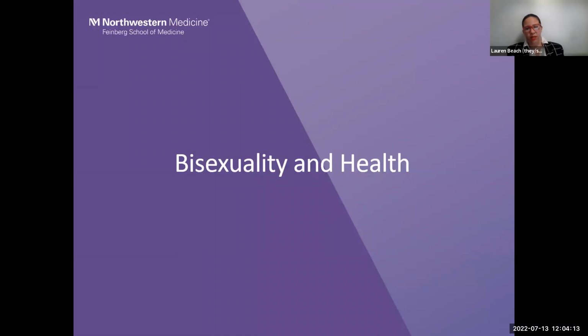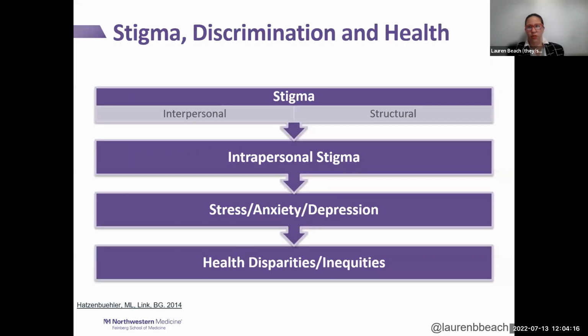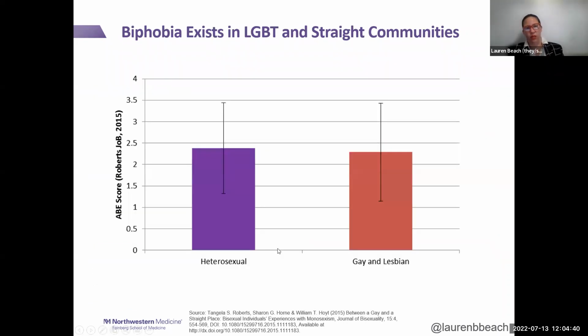So what are some of the things that have been found with regard to the health of bisexual and asexual populations? So here is a summary that was taken. This is adapted by a conceptual model of the minority stress model by Mark Hatzenbuehler. What you can see here is that stigma is feeding into stress, anxiety, depression, poor mental health, which then feeds into health disparities and inequities, not just for mental health, but for a broad variety of health conditions. And so that's the model that generally also is thought to drive poor health outcomes in bisexual and asexual populations.